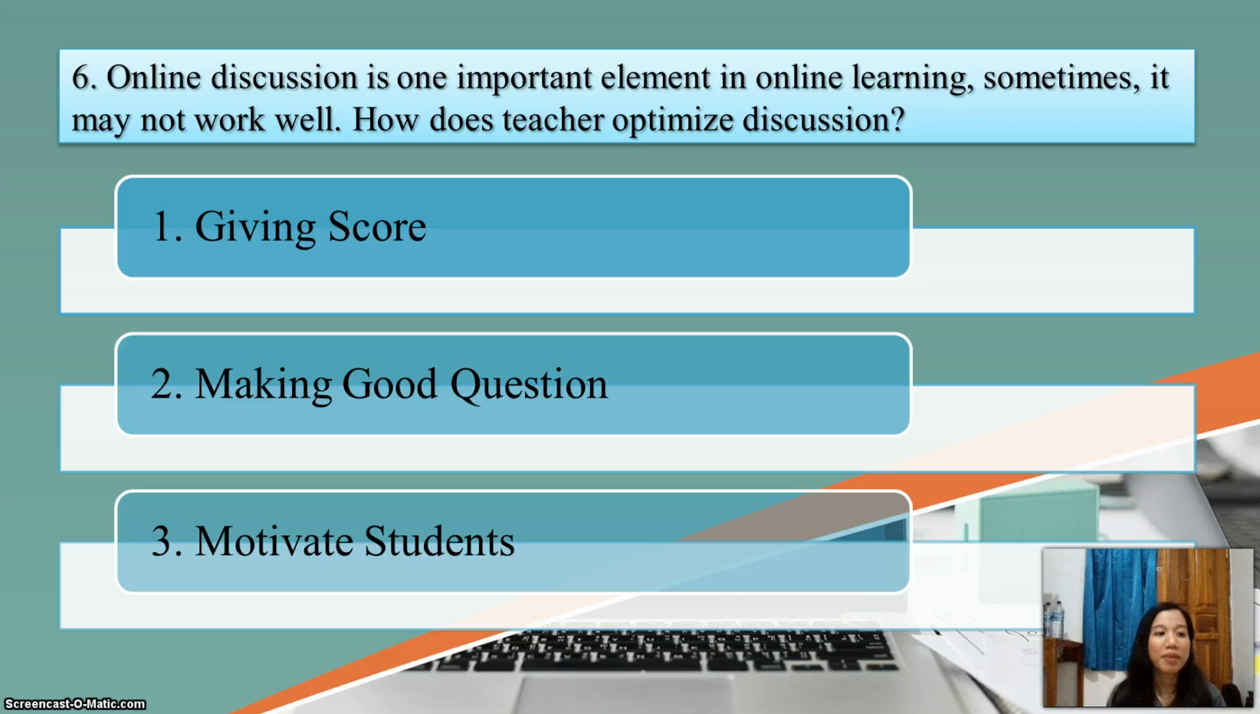And the second is making a good question. Actually, a good discussion is started by a good question. Make a question that is related to the material, and the question should not be too difficult, in order to make the students respond to the question. And the last is to motivate the students. The teacher should be able to motivate students to participate in the discussion by giving feedback like compliments to the students who have a good answer in the discussion.